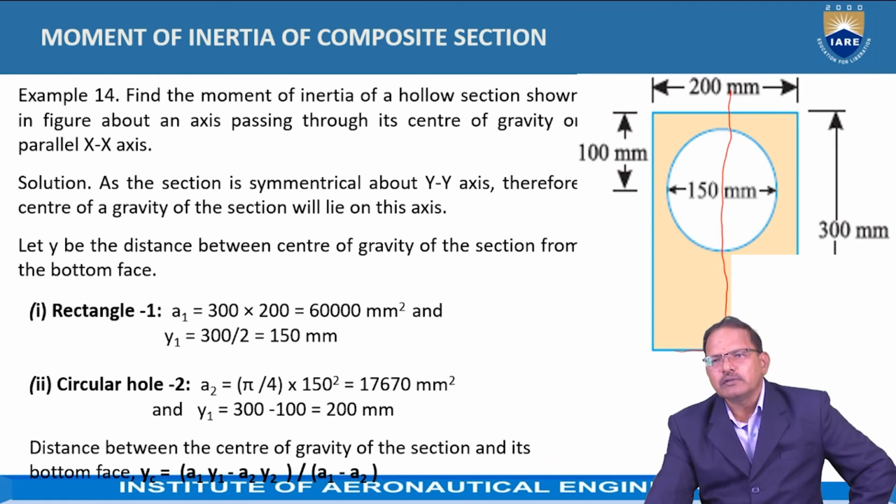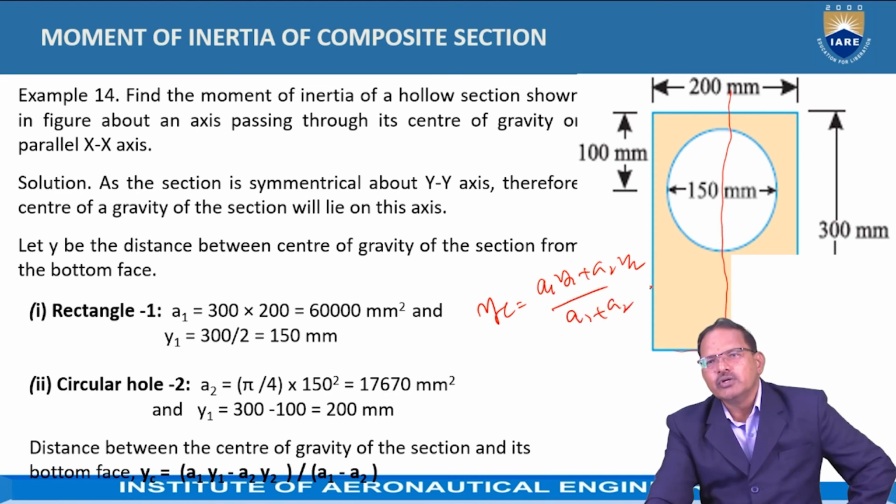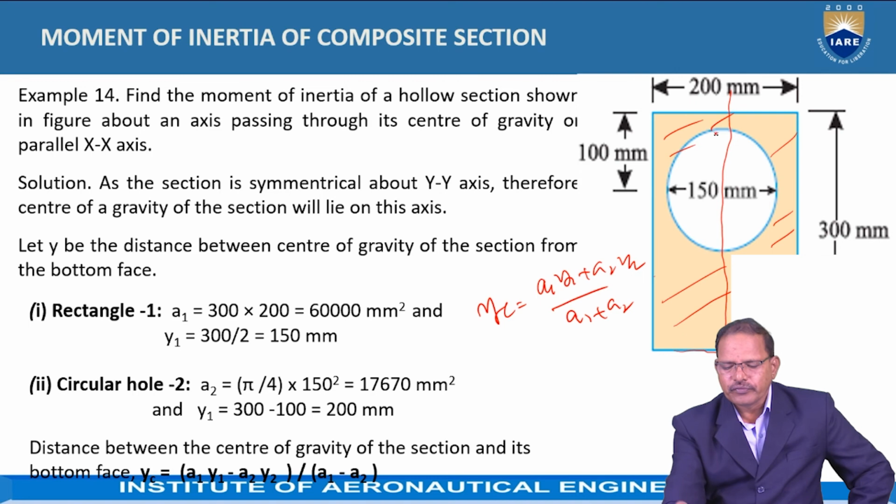We require only the y-coordinate of the centroid, that is, yc. The fundamental equation is yc = (a1y1 + a2y2)/(a1 + a2). By using this equation, first we have to determine the position of the centroid. Here a1 represents the area of the first rectangle, the entire rectangle, which is 300 × 200 = 60,000 mm².